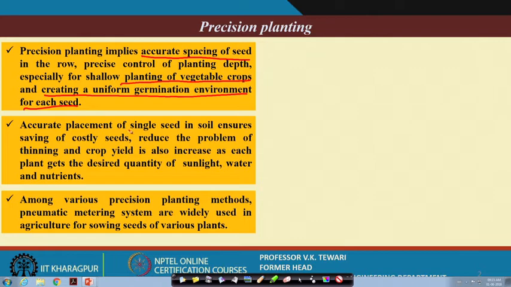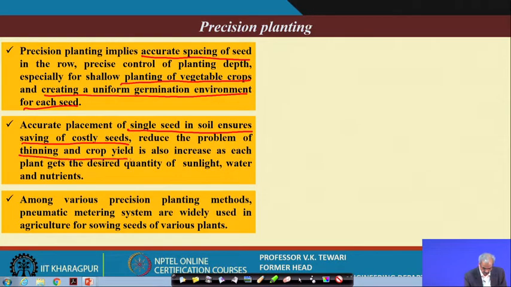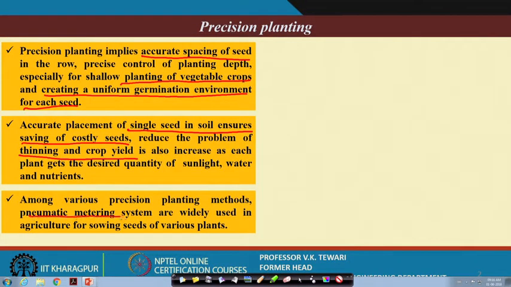Accurate placement of a single seed in soil ensures saving of costly seeds. Sure, as I discussed to you. It reduces the problem of thinning and improves crop yield. Yes, it will, because if you have put a lot of seeds, then a time may come when you will require thinning. There will also be control on the weed growth, because those weeds are also going to compete for the nutrients with the crop plant as well. That is why we have to think of proper weeding operation as well. Therefore, this is very important. Among various precision methods, the pneumatic metering systems are widely used for sowing seeds of various plants.